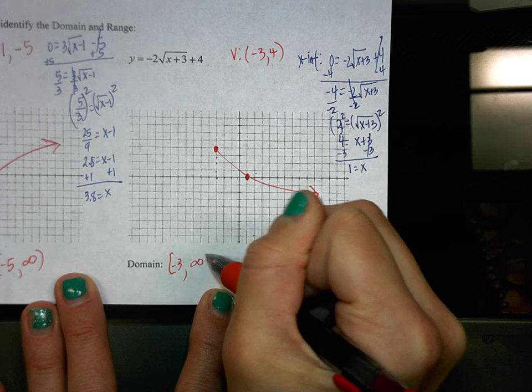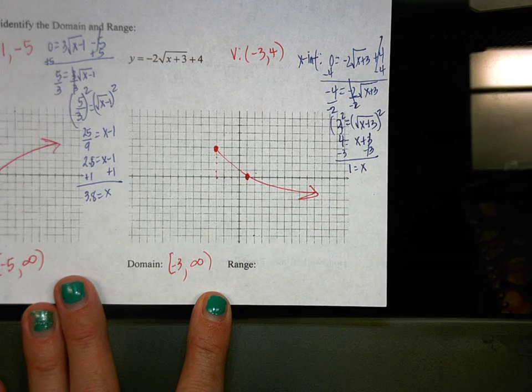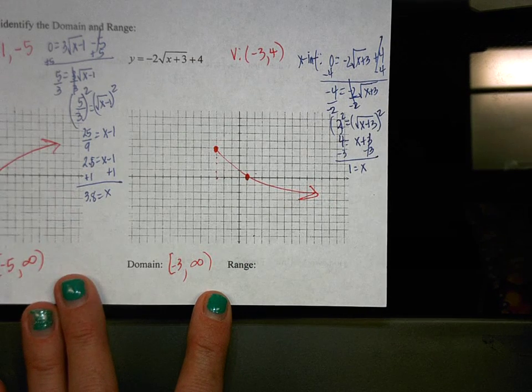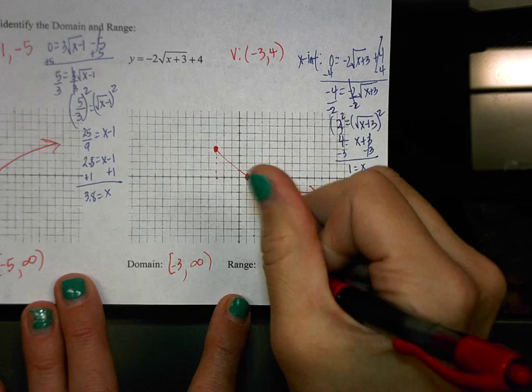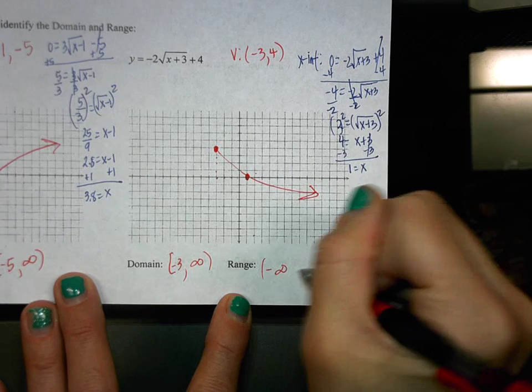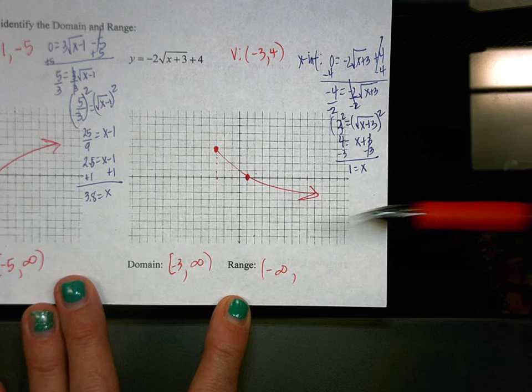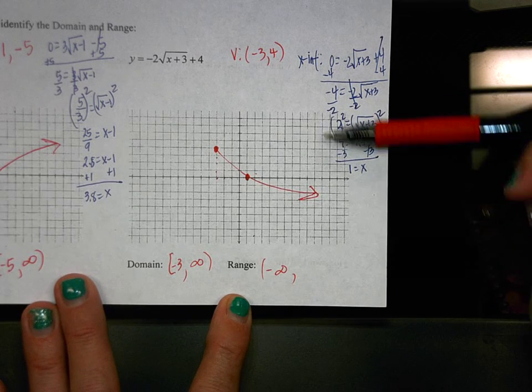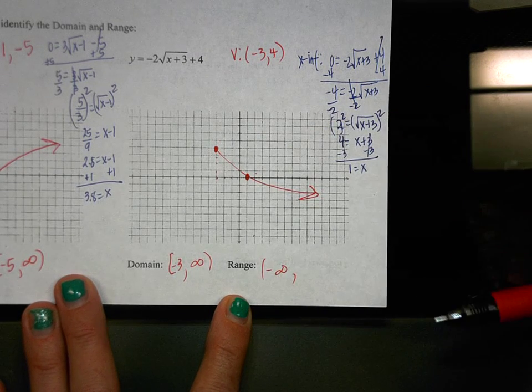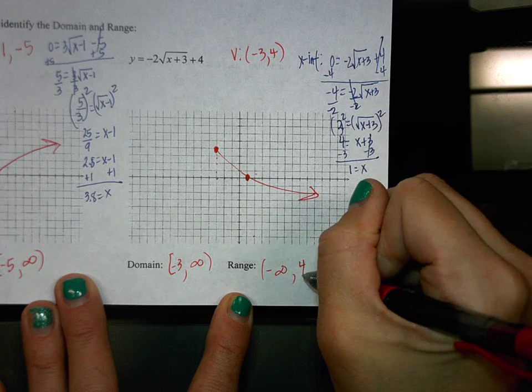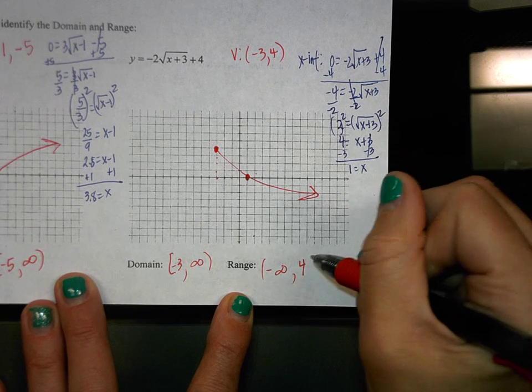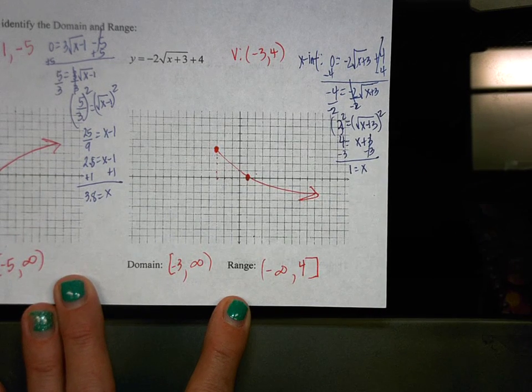Now on the range, this one's going the opposite direction. What is our smallest value on the range? Very good. It is at negative infinity. So it's going the opposite direction, right? So the smallest value will be negative infinity, and our largest range value will be at 4. And will that be a bracket or a parenthesis? Bracket. Okay?